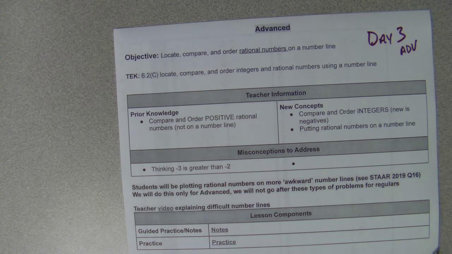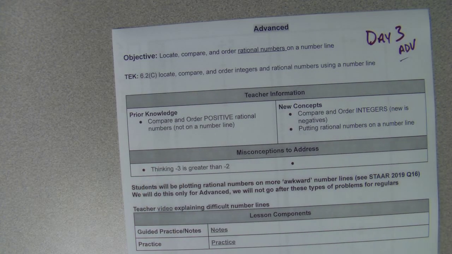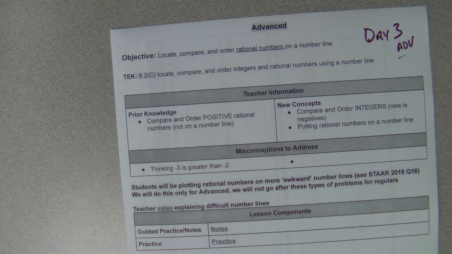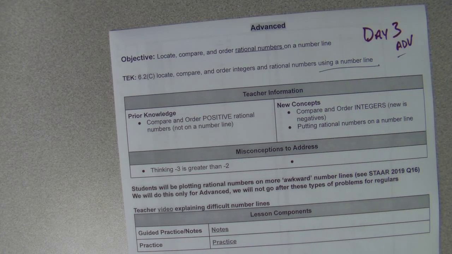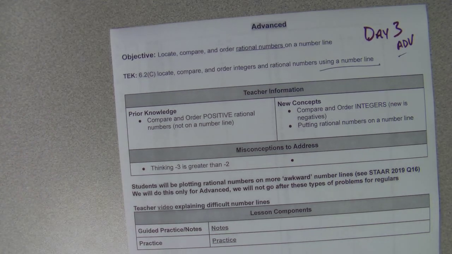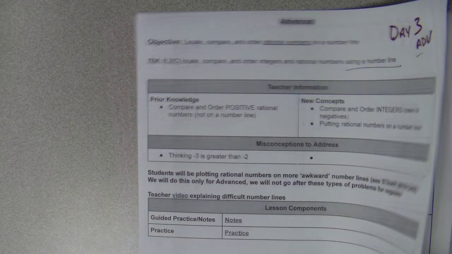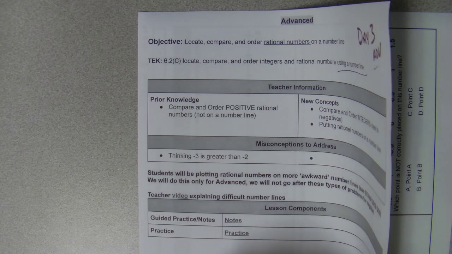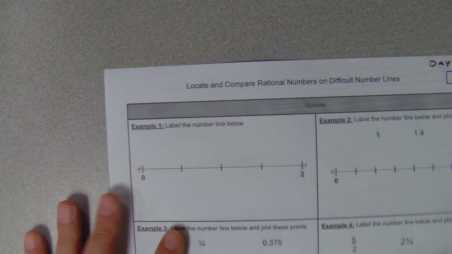Okay, this is for the advanced class. This is TEAC Objective 6.2c, locate, compare, and order integers and rational numbers using a number line. Okay, this can be a little bit difficult, but I think you're up to the challenge, and I am going to challenge you. Okay, so let's not hesitate, but let's go ahead and proceed.